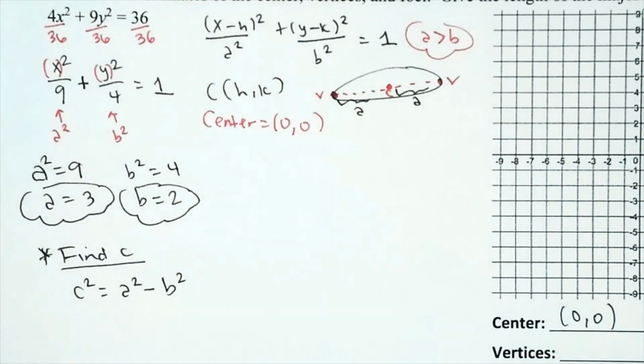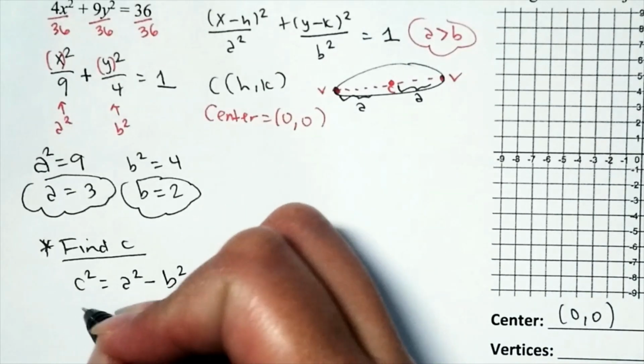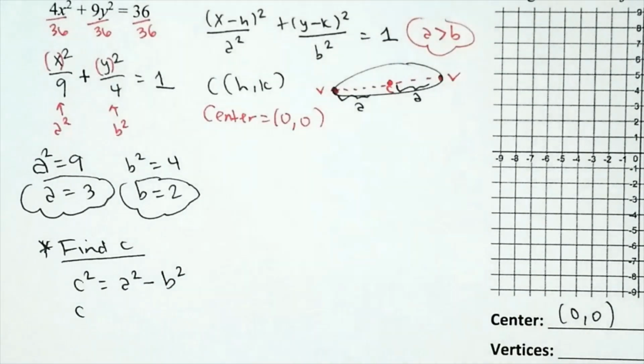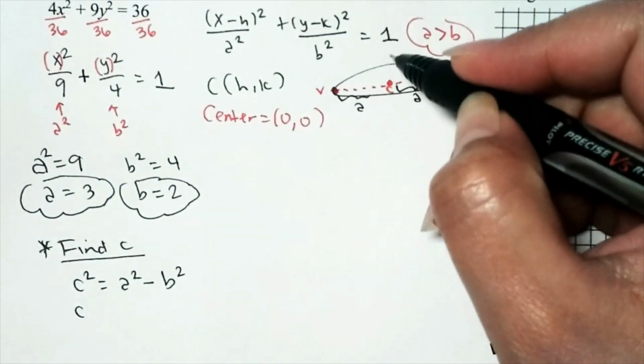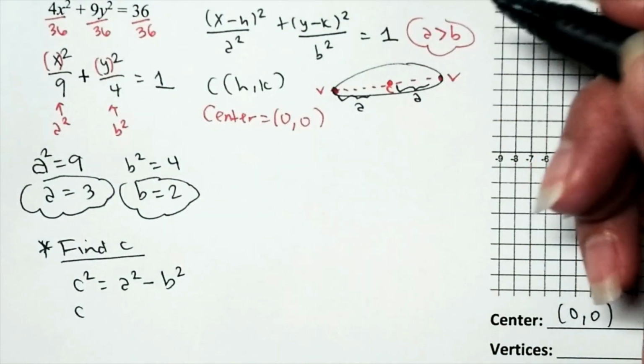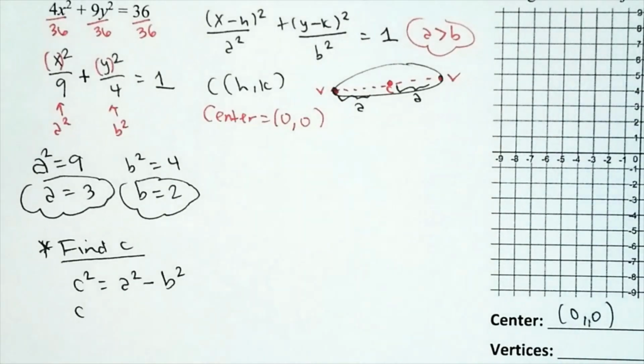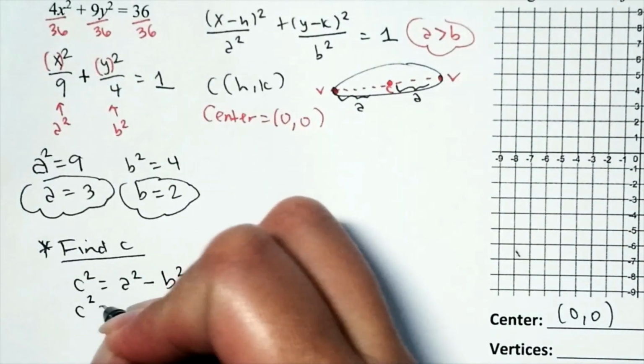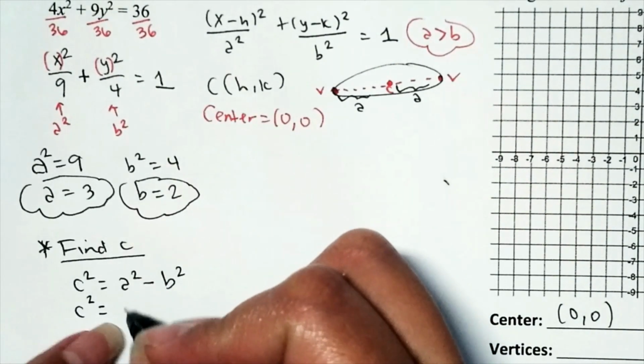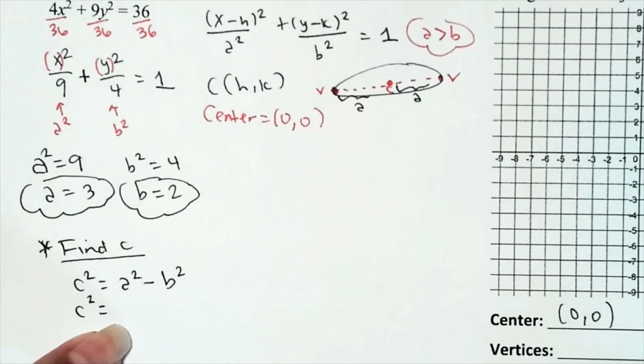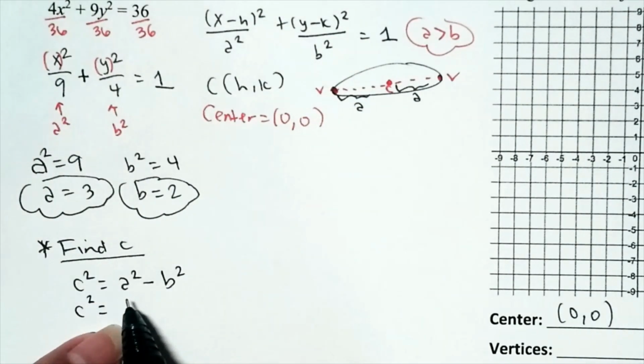Okay, maybe I made a big fuss, but let's do this. Let's go ahead and find C. Why? Because we want to find A, B, C, so we can locate the vertices, the endpoints of the minor axis, and then the location of the foci. So we have C squared is equal to A squared, and it's up to you how you want to pencil it in.